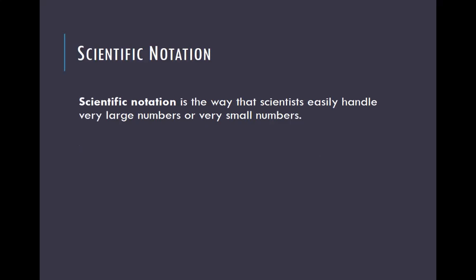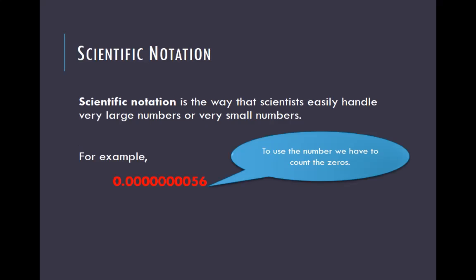So, what is scientific notation? Well, scientific notation is the way that scientists easily handle either very large or very small numbers. To give you an example, if we were to give you this number, 0.00000000056, we can see that that's a pretty small number. When we look at this, we used to have to kind of count how many zeros. Okay, we've got 1, 2, 3, 4, 5, 6, 7, 8 zeros, and then the 5, 6. Now, there are 8 zeros here, and using whole numbers is typically easier than using big decimals like this.